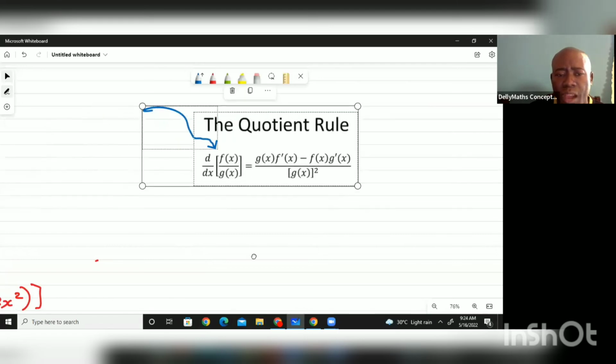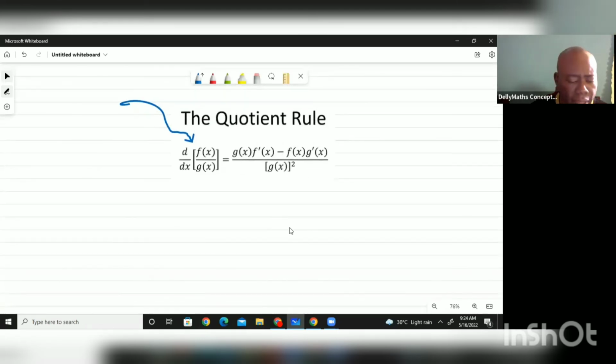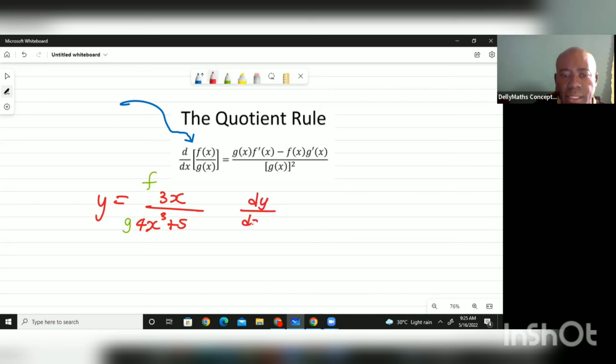Okay. Let's go for the last one. Just doing 2 examples of each. So y is equal to, say, 3x over 4x to the third plus 5. Again, we label the top function f and the bottom function g. And then, executing dy dx, it is going to equal, firstly, I'm going to write back my bottom function. So it's going to be 4x to the third plus 5.